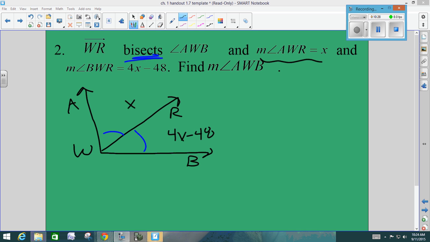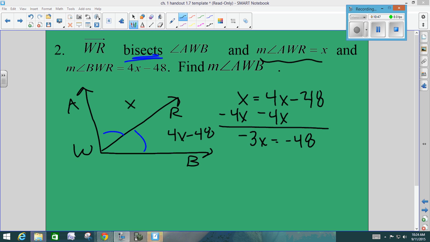We have to find the measure of an angle. Well, before I can find the measure of the angle, I have to find the value of x. So what should I do with my expressions to find the value of x? Sarah? Yeah, set them equal to each other. x equals 4x minus 48. Subtract 4x over. 1x minus 4x is negative 3x. Divide by negative 3, and what do we get for x? 16, good.